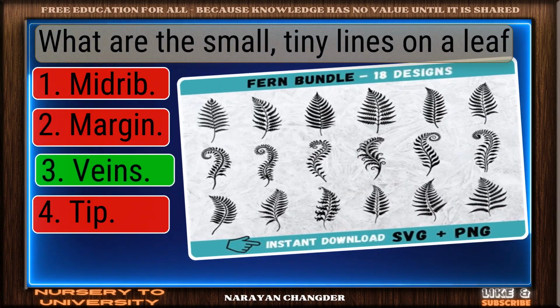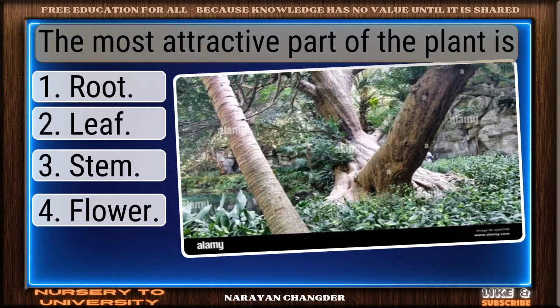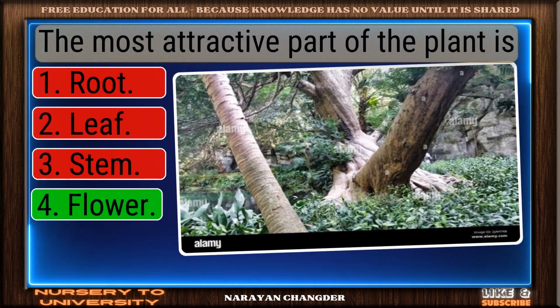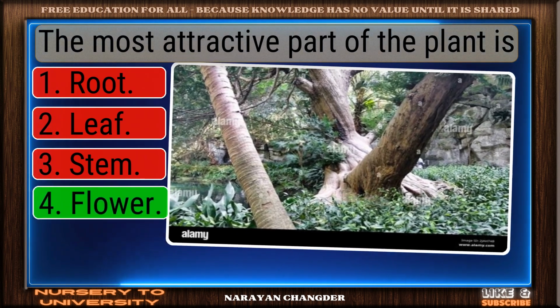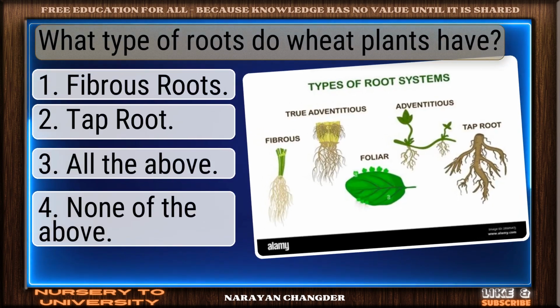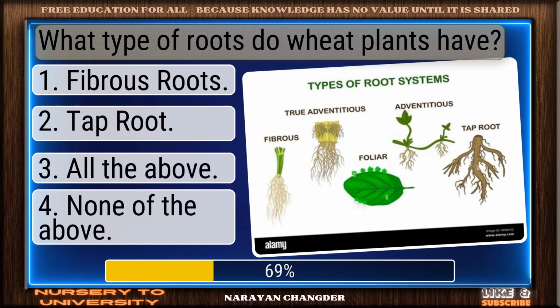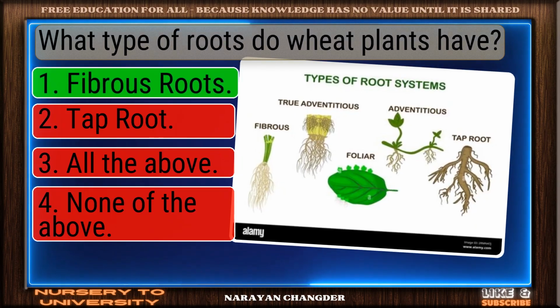Right again. Veins is a valid answer. The most attractive part of the plant is? Good job. Your answer flower works well here. What type of roots do wheat plants have? On track, fibrous roots is the correct answer.